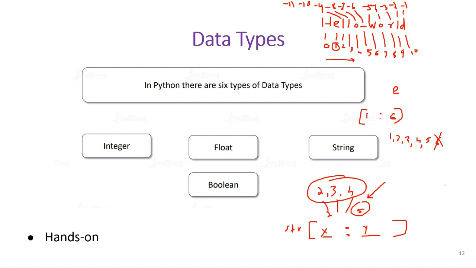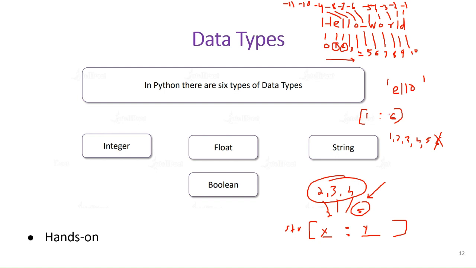Then 1 to 6 means the letters at index 1 to 5 will get printed. The letter at index 1 is E, so E will get printed. The letter at index 2 is L, L will be printed. Then the letter at index 3 is again L. Then the letter at index 4 is O, that will be printed. Then the letter at index 5 is space. So space means nothing will be visibly printed. The output will be like this only: E L L O, then some space.